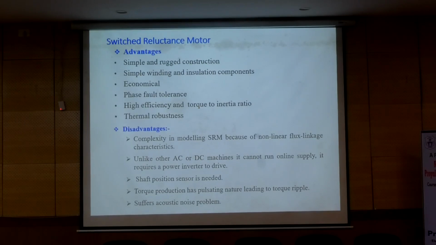Another thing is that the torque production has a pulsating nature, leading to torque ripple. This is the biggest disadvantage. That is why this machine has not taken a prominent role at present, but there is a lot of research going on, especially on this aspect, on how to reduce the torque ripple, because that leads to very high noise in the machine.